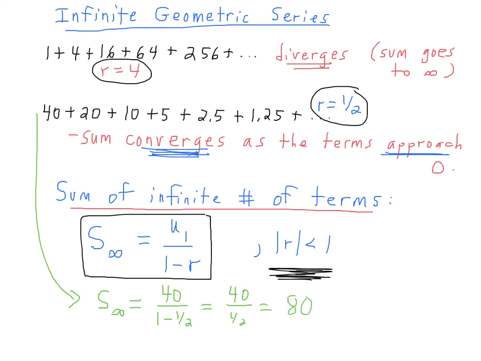So that is 80. So this is the sum of an infinite number of terms. Now again, we can keep adding terms onto this, but the terms are getting so close to 0 that this 80 is going to basically stay 80. We're adding an amount on that's so small it's not going to change it. So we say that the sum is 80.